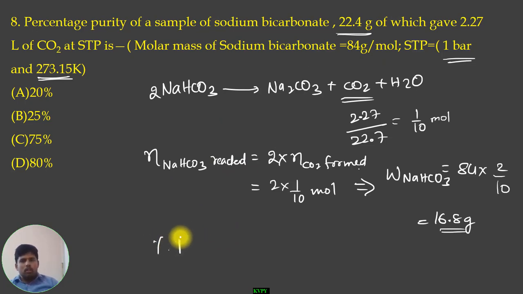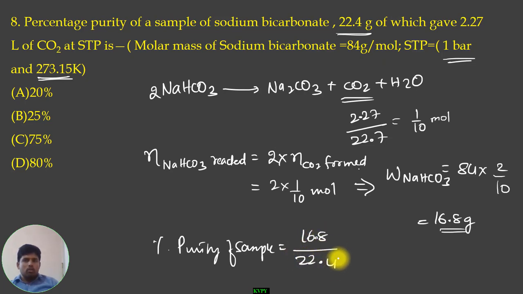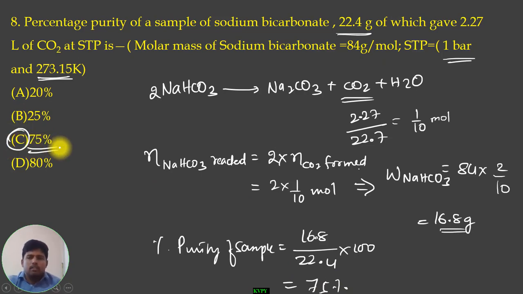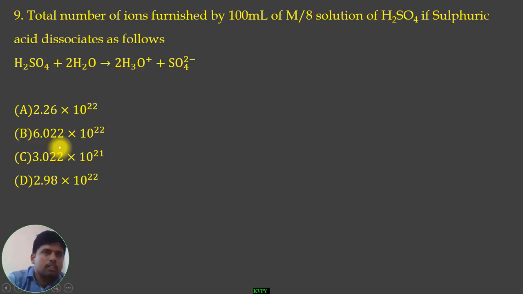So percentage purity of sample is equal to 16.8 out of 22.4 into 100. So this will be something like 3 by 4, that means 75%. So option C will be the answer. Let us move on to next question.